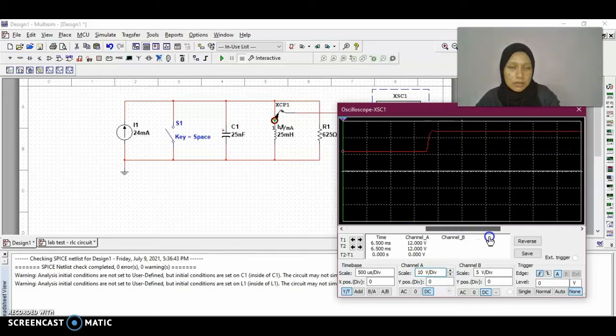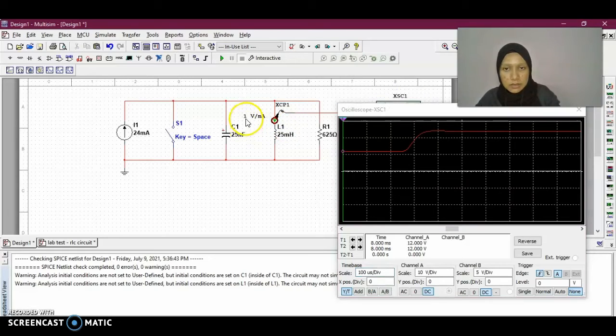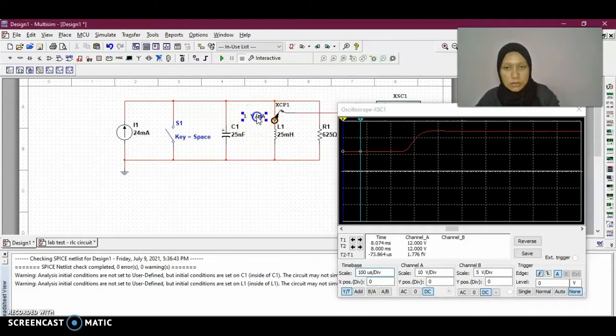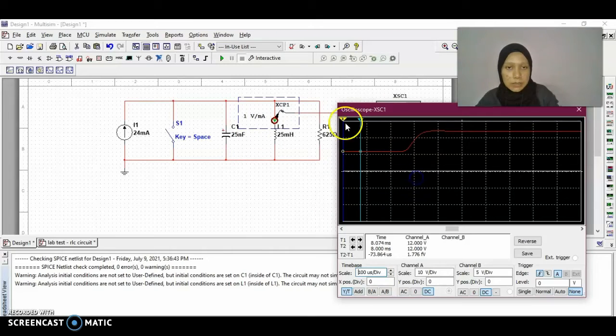So how to read the current using the oscilloscope, because we know the oscilloscope shows the value for voltage. If we look at our current clamp here, it says that it is 1 volt per milliamp. So initially the voltage here states 12 volt, right? So it means that at this time the current is equal to 12 milliamps, because this is our ratio of voltage to current.